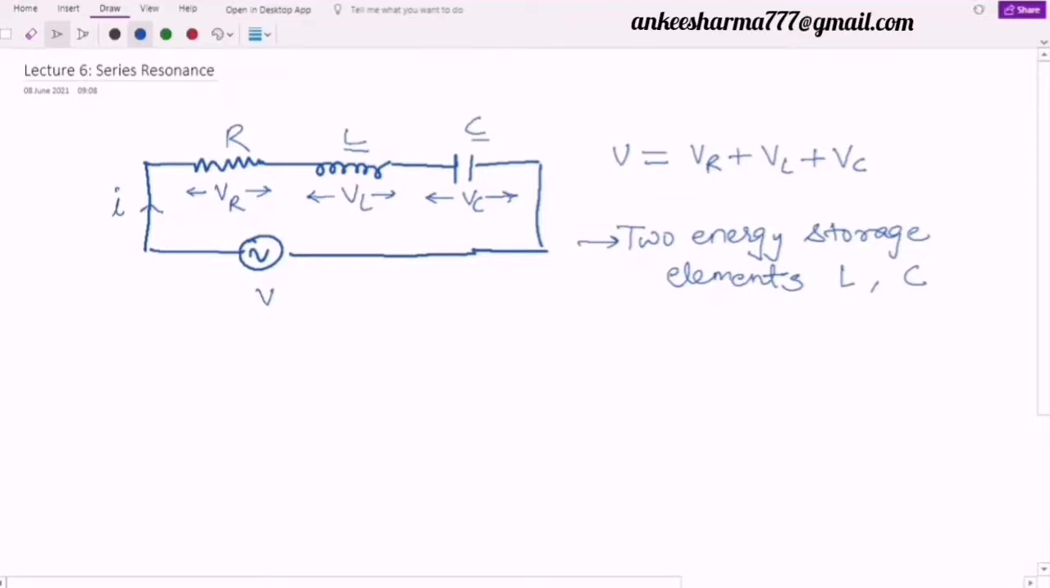Now this circuit is said to be in resonance when the source voltage and source current are in phase. What does this mean? I will write here: resonance will occur when the source voltage, this voltage V, and the source current, this I, are in phase.